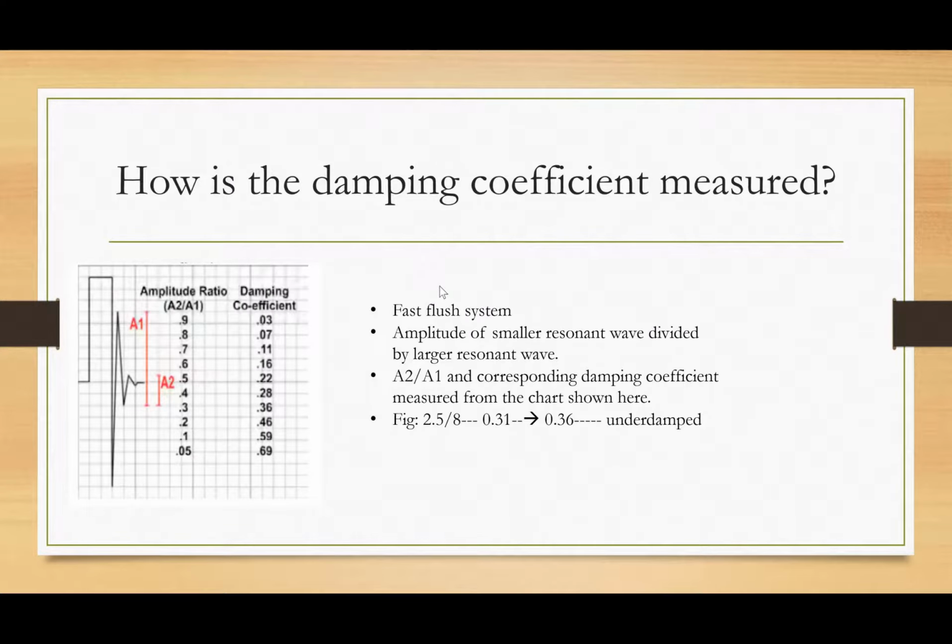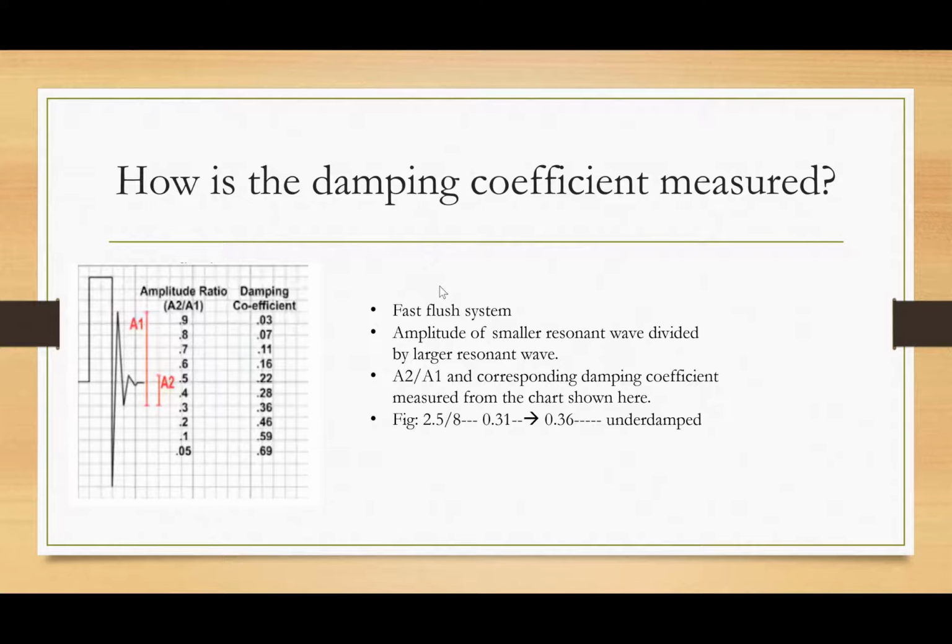So how can we measure the damping coefficient? By understanding the damping coefficient, we can also say whether it is an underdamped, overdamped, critically damped or optimally damped system. For that also we use the fast flush test. When you flush the system with a high pressure saline through the flushing port, an overshoot wave and an undershoot wave will be there, which resonates at the natural frequency.